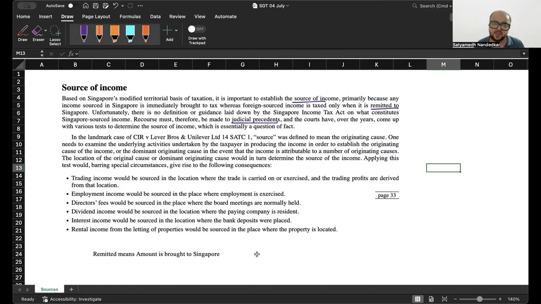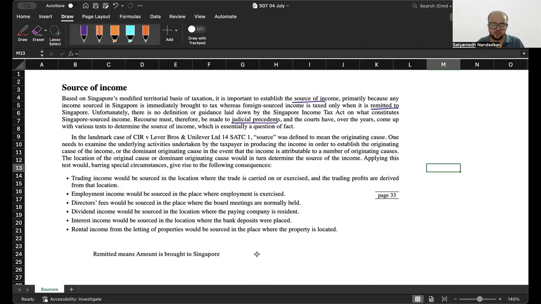One needs to examine the underlying activities undertaken by the taxpayer in producing the income in order to establish the originating cause of the income, or the dominant originating cause in the event that the income is attributable to a number of originating causes. The location of the original cause or the dominant originating cause would in turn determine the source of income. Let's break it down.